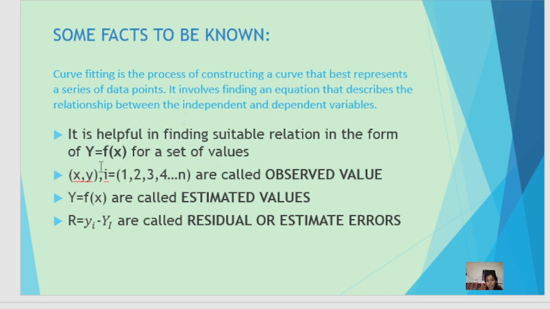So y equals f of x, we can call it the form of dependent and independent variables. Here it's helpful in finding the suitable relation in the form of y equals f of x, where x and y range from 1 to n, which are called the observed values. Then y equals f of x is called the estimated values, and yi minus capital Y, we'll see what is small y and what is capital Y in the problem, is called the residual or estimate error. Nothing but a difference, I could say.